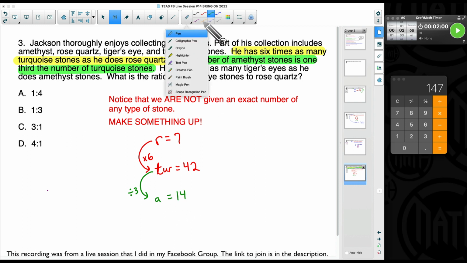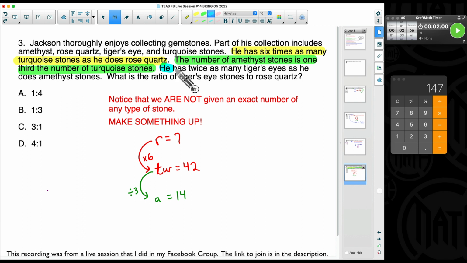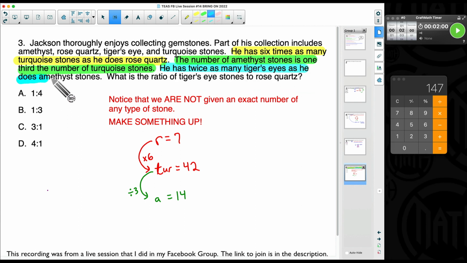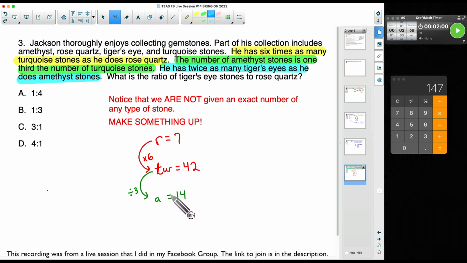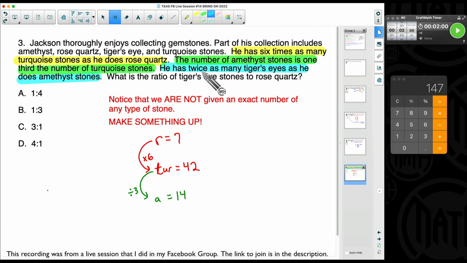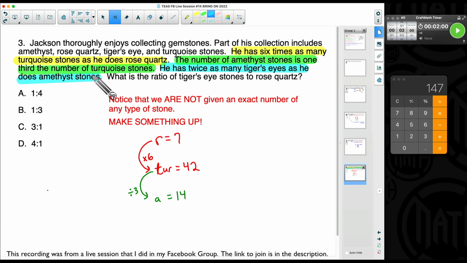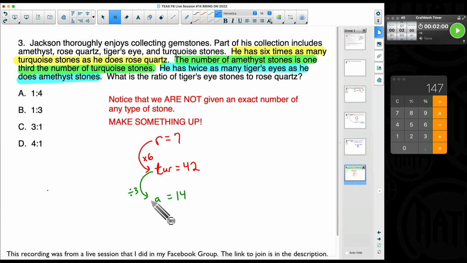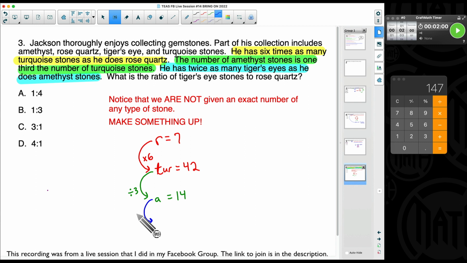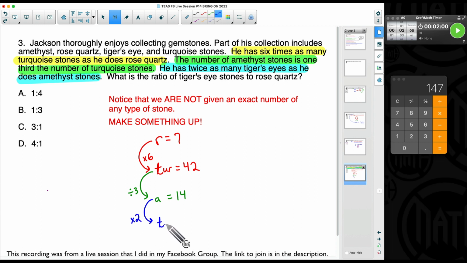And then our last sentence, he has twice as many tiger's eyes as he does amethyst. So we just figured out that he has 14 amethyst stones, and now he has twice as many tiger's eyes as he does amethyst. So let's take our amethyst stones and double it, because he has twice as many tiger's eyes. So tiger's eyes is going to be 28.